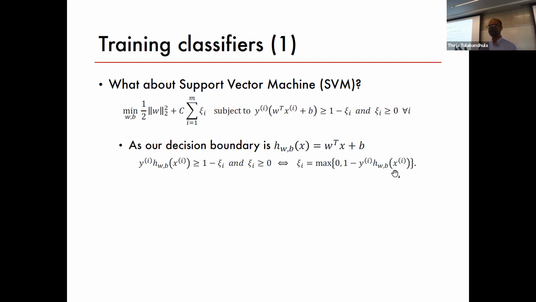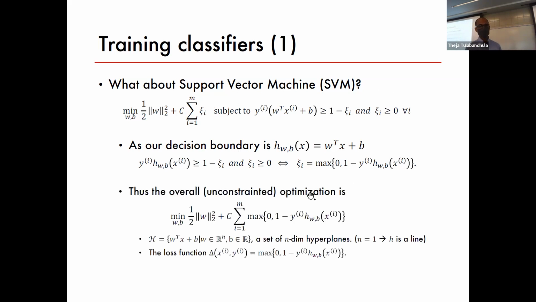So it's just trying to get rid of CI. That's what I'm trying to do. I know that CI has to be at least greater than 1 minus something, and I know I want to minimize CI. So if I set it to be the maximum with 0 on this, then I'll be fine. With that, what I get is an expression like this. Now we'll interpret this as something closer to the type of unconstrained loss minimization problems that we're seeing.